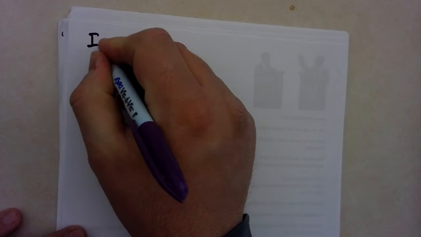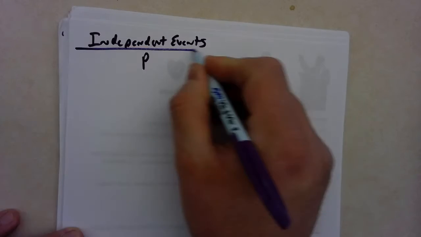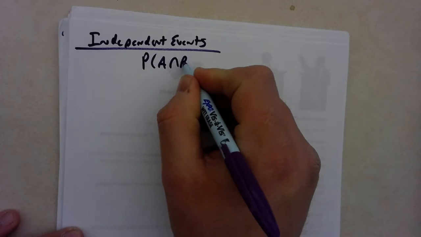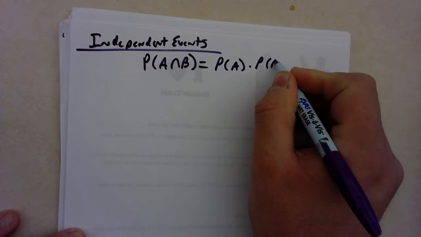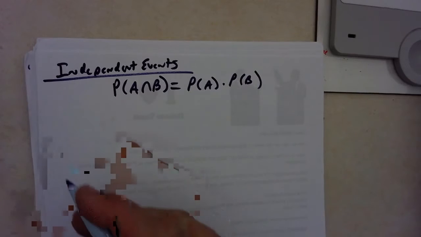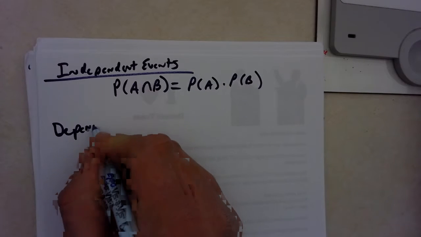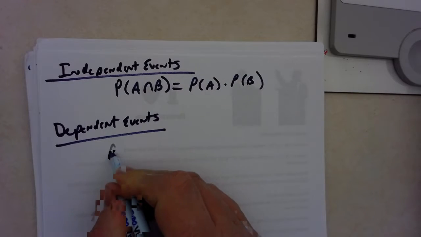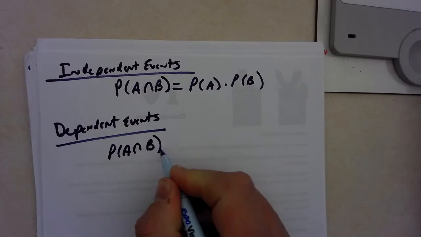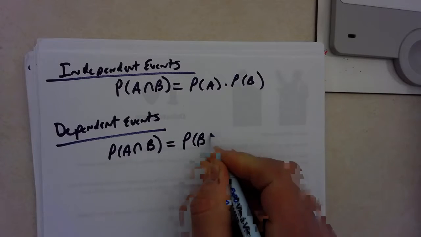Last time we talked about independent versus dependent events. If they are independent, then to find the probability of A and B, the probability of A and B is equal to the probability of A times the probability of B. Why? Because A happens and it has no impact on B. For dependent events, the probability of B given A has a different probability.